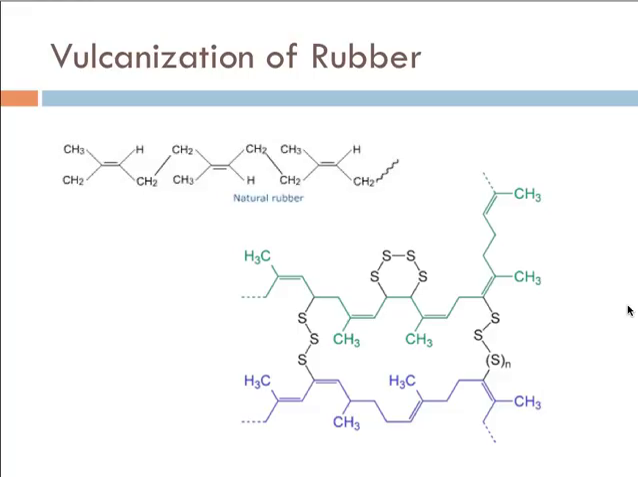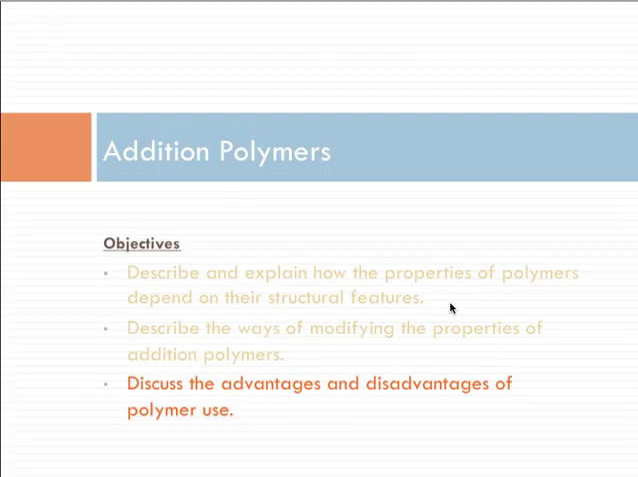Then we have the vulcanization of rubber. This is natural rubber. It's a long chain. But if we can take that and add some sulfur to it, it forms these cross-linkages, forming a more tough and hard rubber that's used for things like tires.